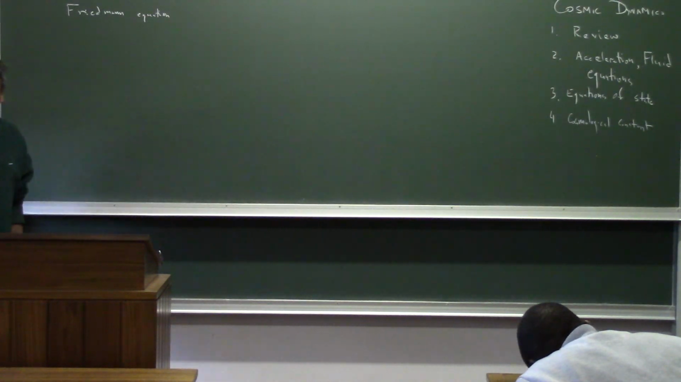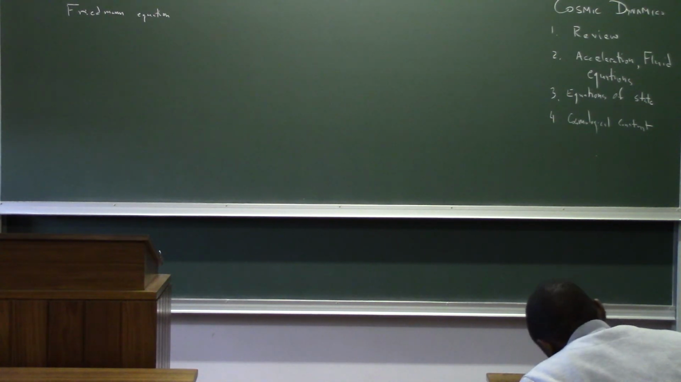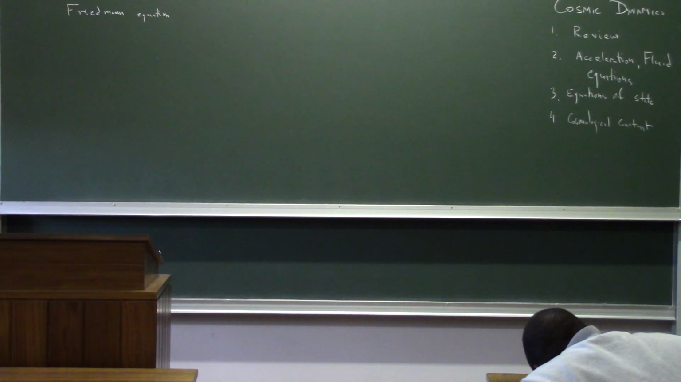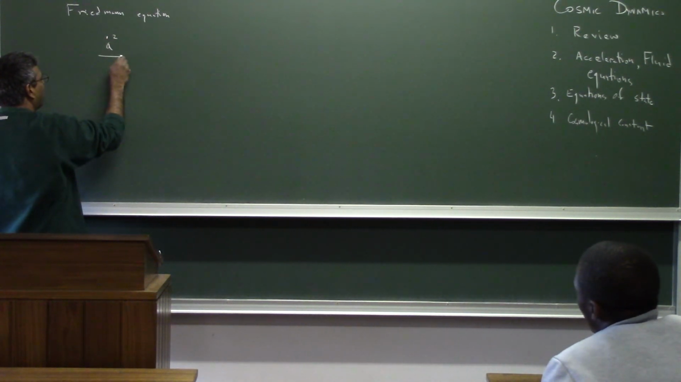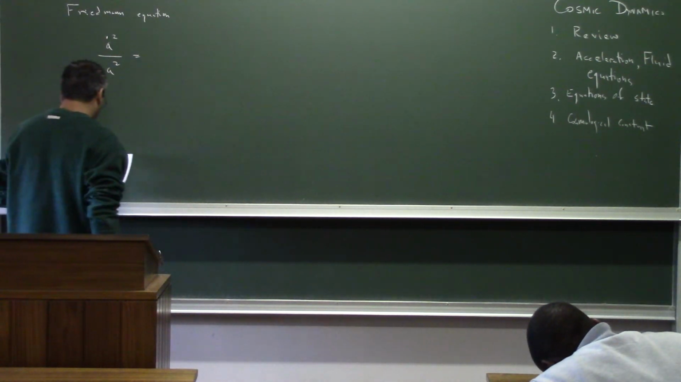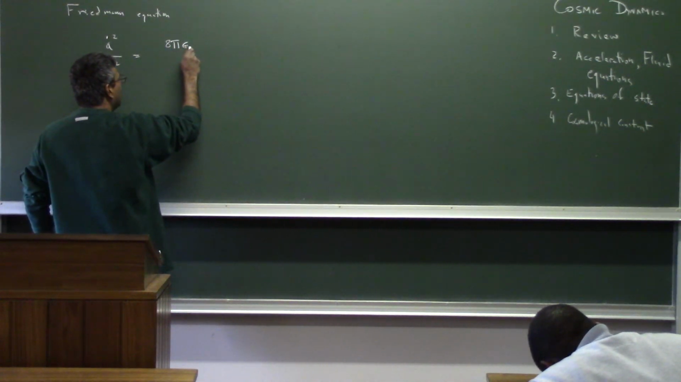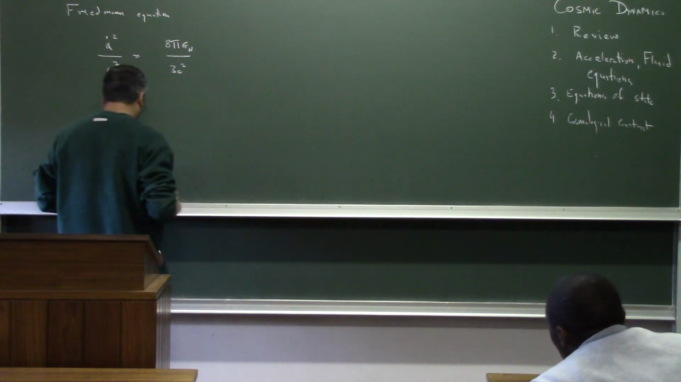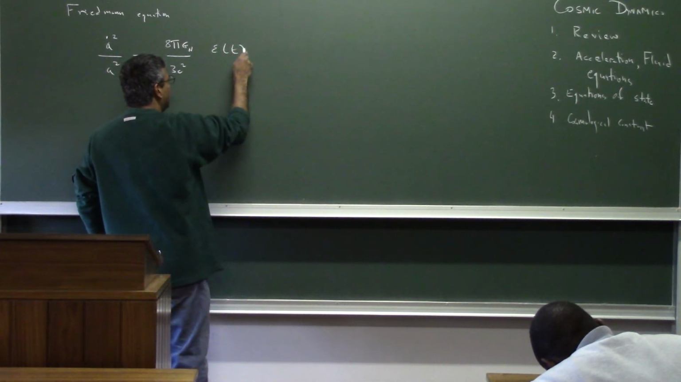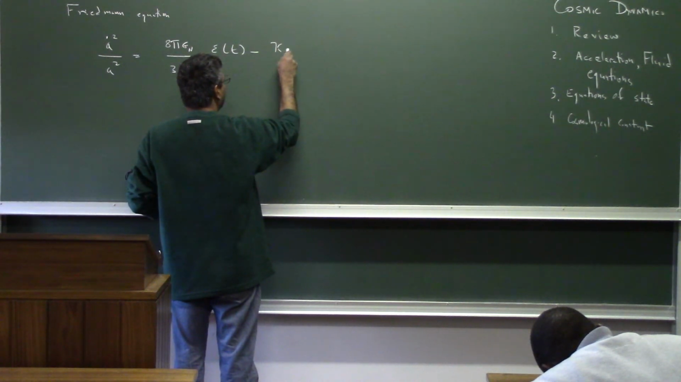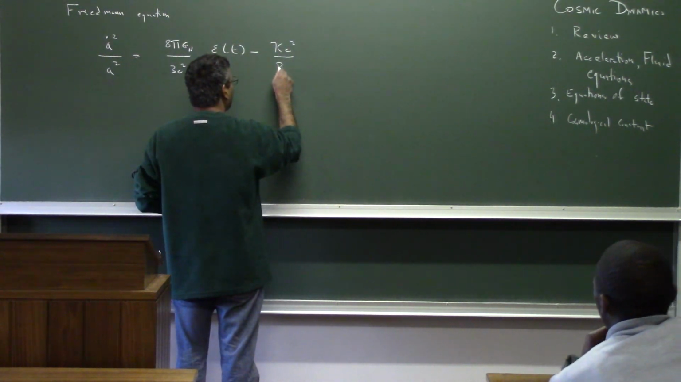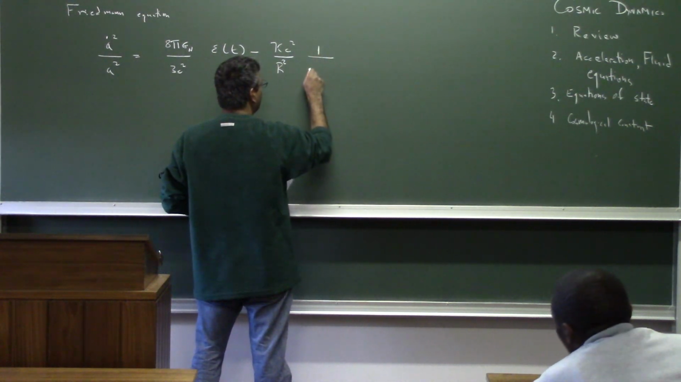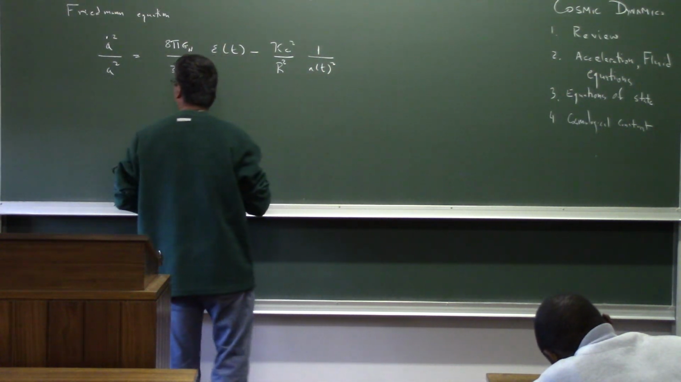I gave a cheating derivation of the Friedmann equation because the right derivation involves general relativity, and we haven't seen that yet. So the equation we derived has the form a dot squared over a squared equals 8 pi G Newton over 3c squared epsilon of t minus kappa c squared over R squared, 1 over a of t squared.